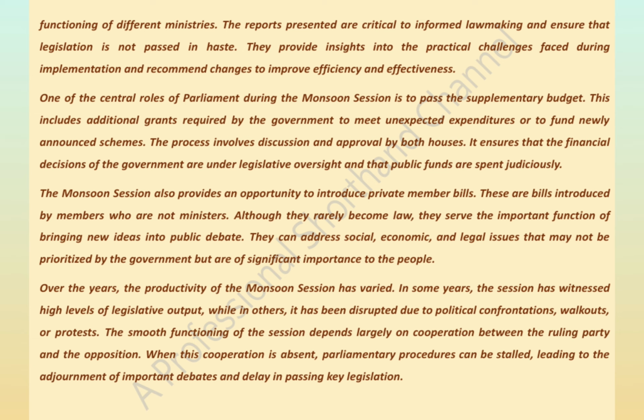One of the central roles of Parliament during the monsoon session is to pass the supplementary budget. This includes additional grants required by the government to meet unexpected expenditures or to fund newly announced schemes. The process involves discussion and approval by both houses. It ensures that the financial decisions of the government are under legislative oversight and that public funds are spent judiciously.